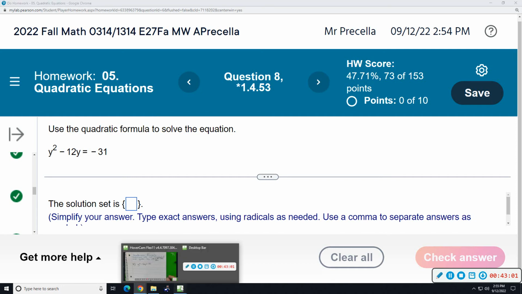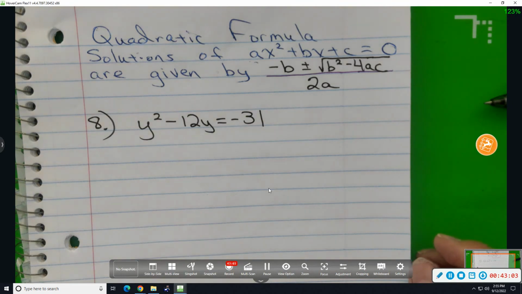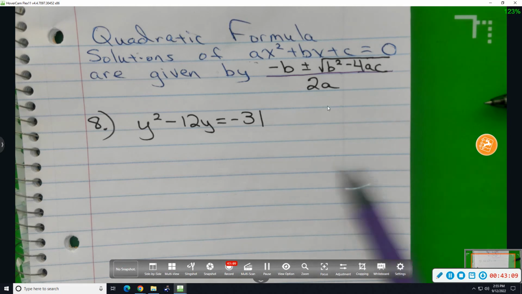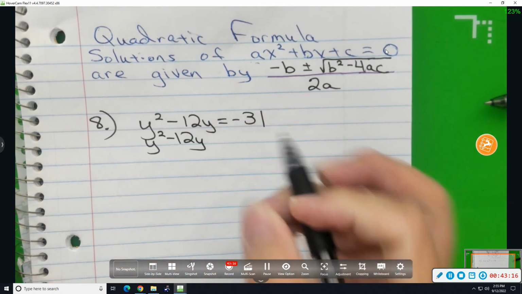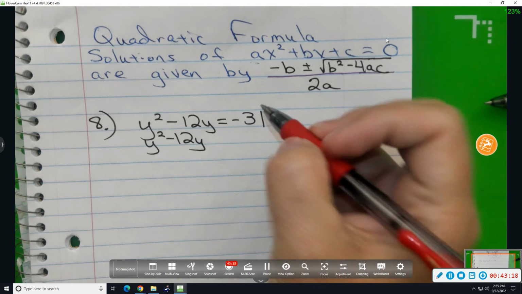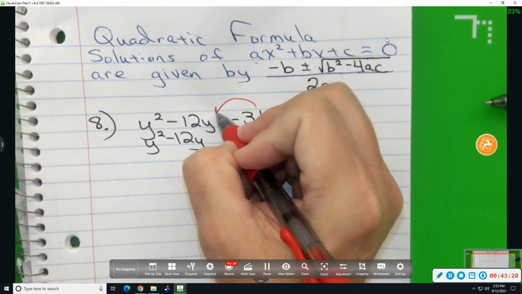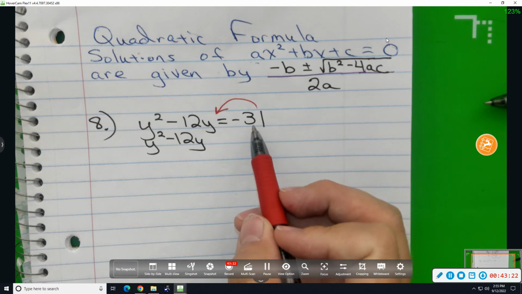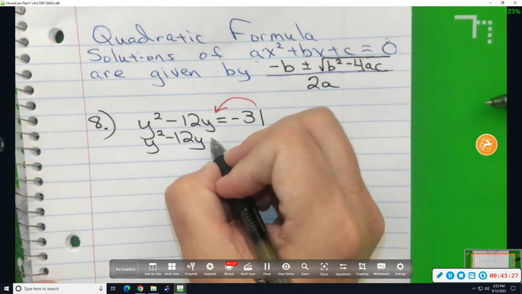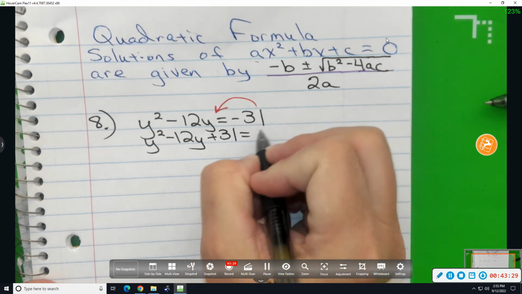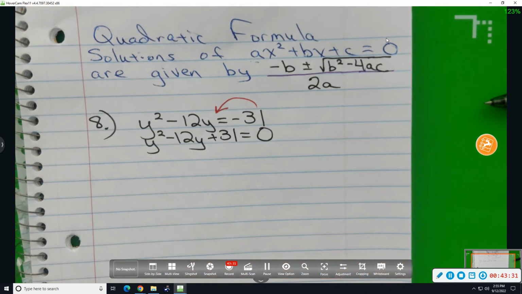Is it in the standard form we need it to be in? I'll tell you right now it isn't. There's something we need to do. Move the 31 over. You've got to have a 0 on one side, just like when we were solving these last time using factoring. So that minus 31, when we move it over, becomes plus. And now let's identify a, b, and c.